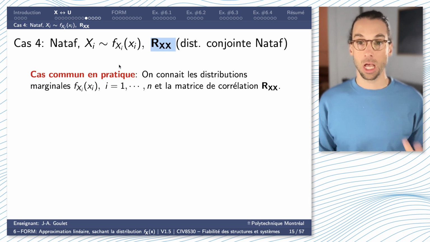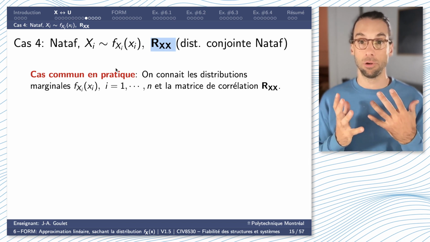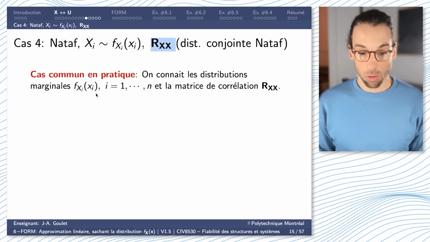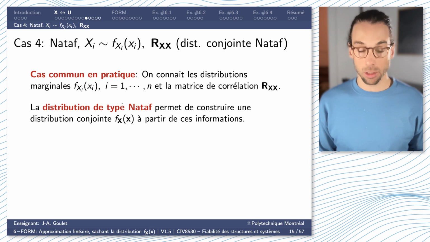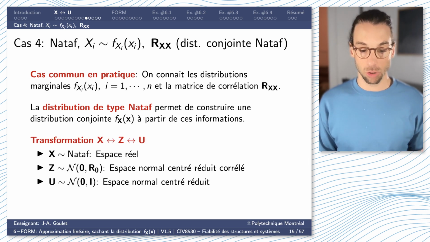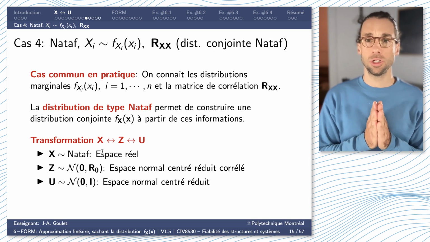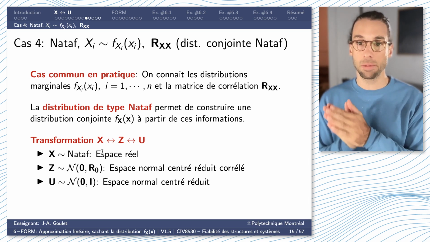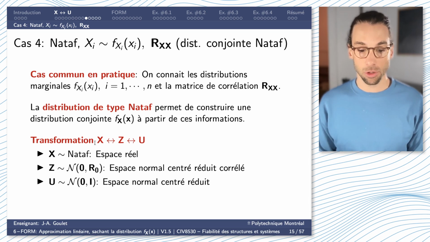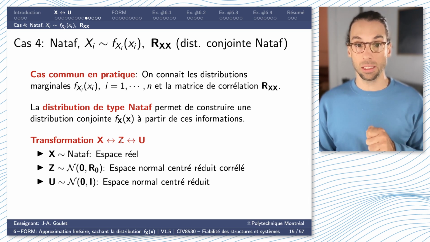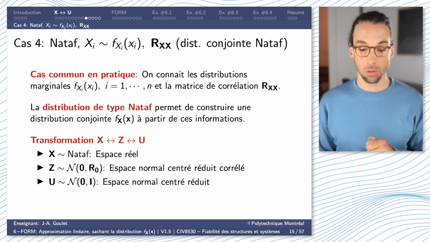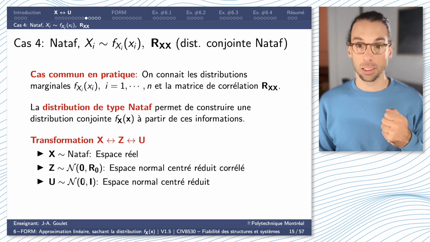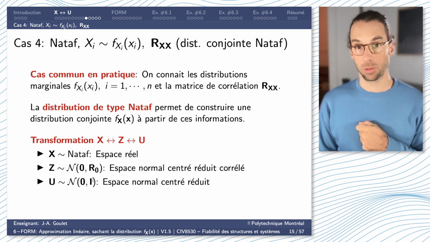So this is the most common case used in the context of reliability. If we know those marginal distributions and we know the correlation matrix, we're going to model that joint using a Nataf distribution. For the Nataf distribution, we need to make two types of transformation: going from the original space X to Z, Z being a correlated standard normal space, and from Z to U, going from that correlated standard normal space to the standard uncorrelated space.